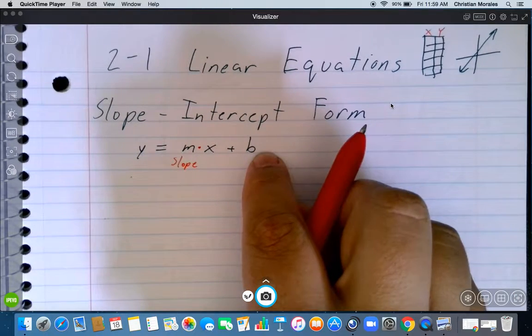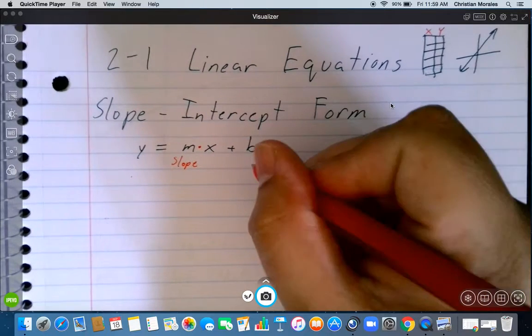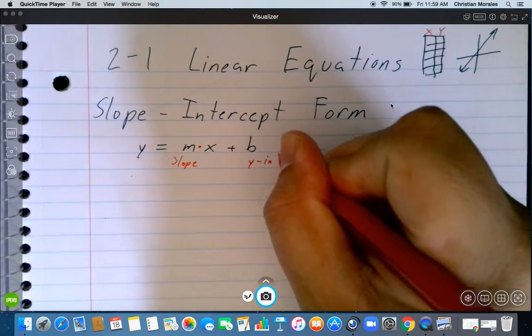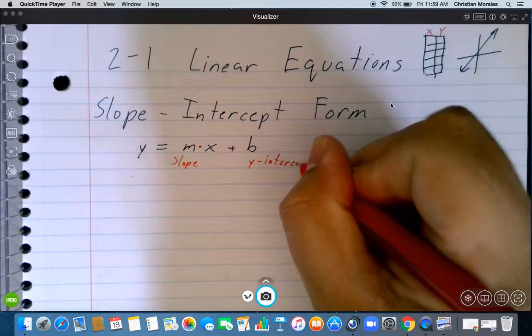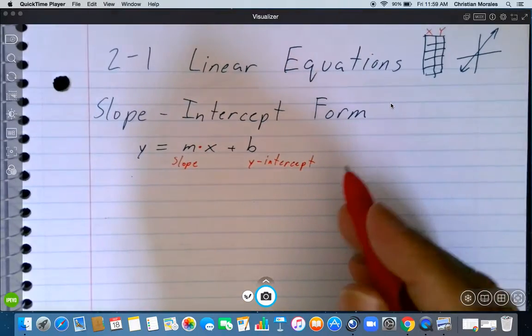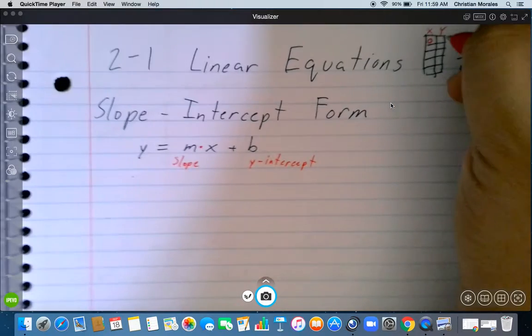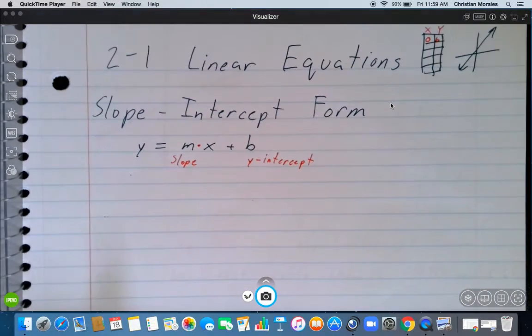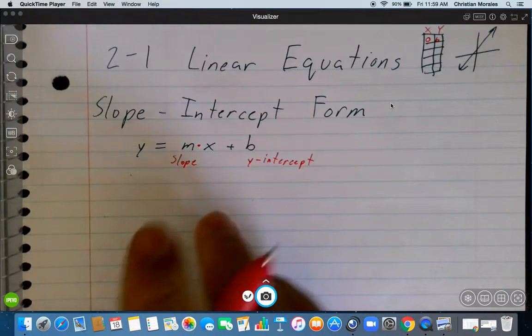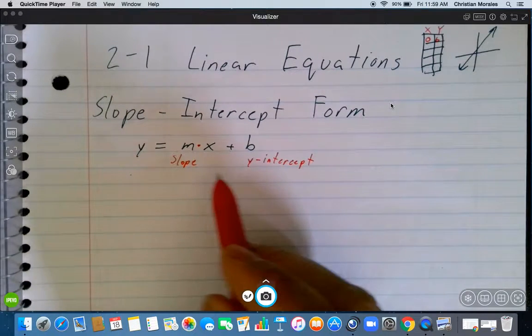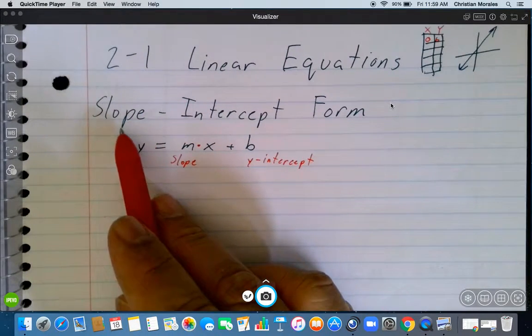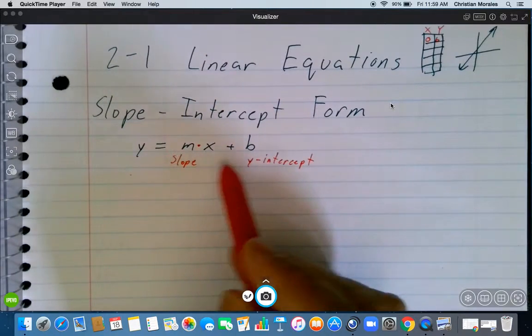B is your initial starting point. We call it the y-intercept. Or it's your initial number when you start at 0. When you start at 0, you get the b. So these are the words slope, y-intercept. That's where we come up with the name slope-intercept form. Y equals mx plus b.